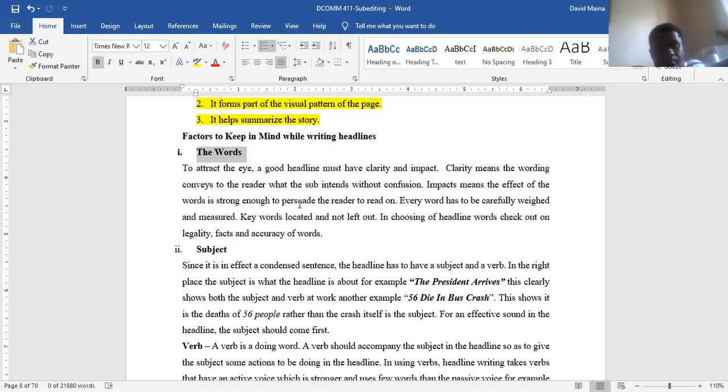and you must be in a position to do what? To just put yourself in the shoes of the reader. If I was a reader reading this particular story, what would I understand?